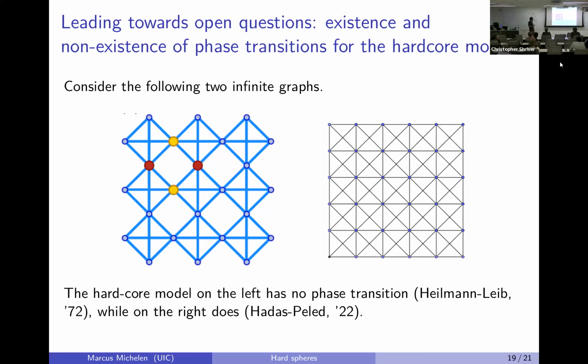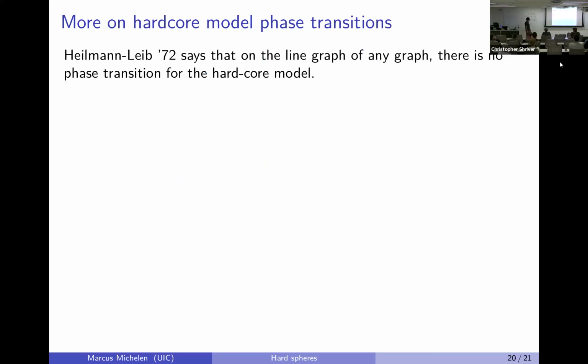So we want to think about when we have phase transitions for the hard sphere model, but I think there's still quite a bit to be done about understanding what happens even for the hardcore model. We know that if I look at the line graph of any graph, I have no phase transition. The line graph just means that at each edge I put a vertex, and I connect the ones whose edges were originally adjacent.